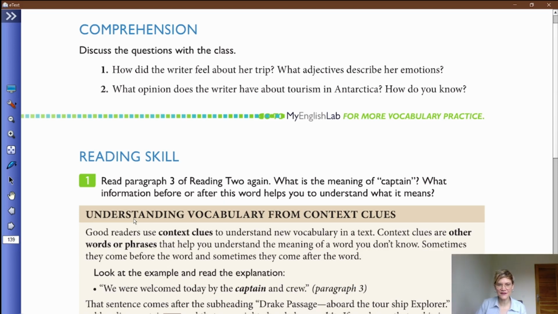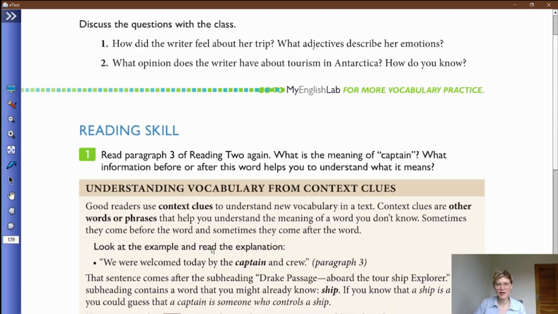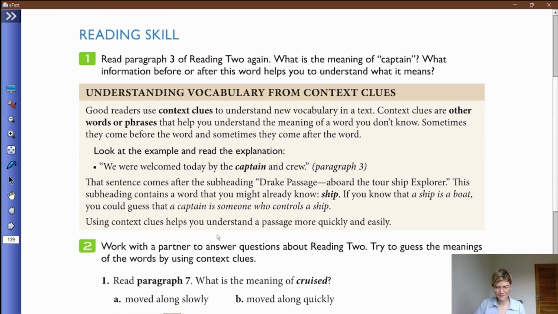Okay, that brings us to the reading skill. For the reading skill, we're talking about understanding vocabulary from context clues. So even if there are words that you don't know, you can figure out the meaning of the word by looking at the context. Paragraph 3 of reading 2, let's read that again. And what is the meaning of captain? What information before or after this word helps you to understand what it means?